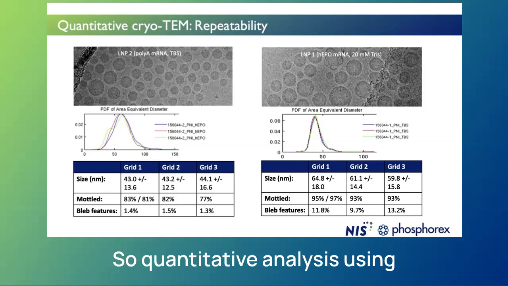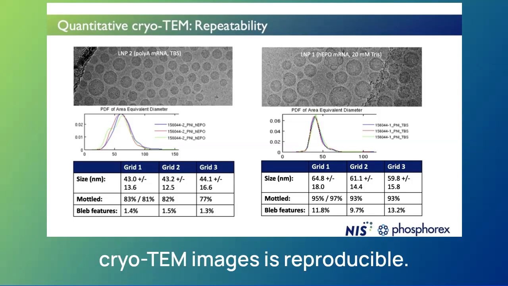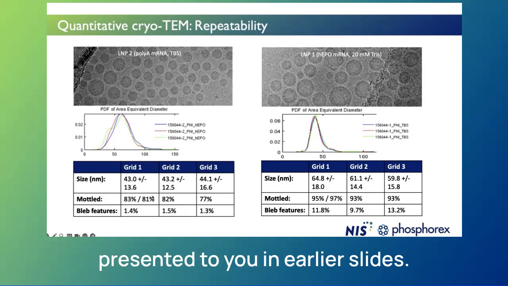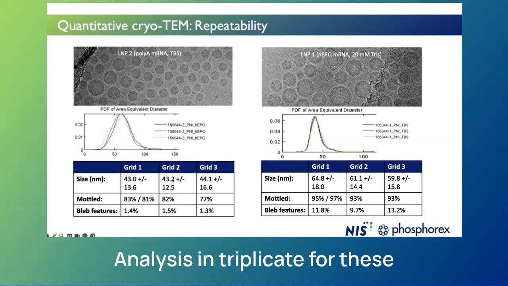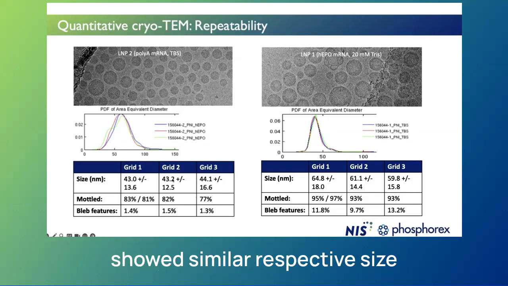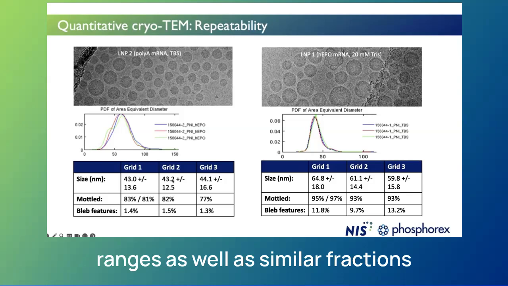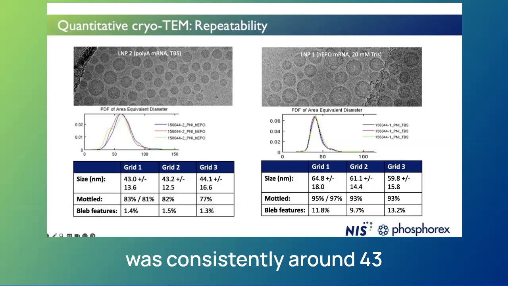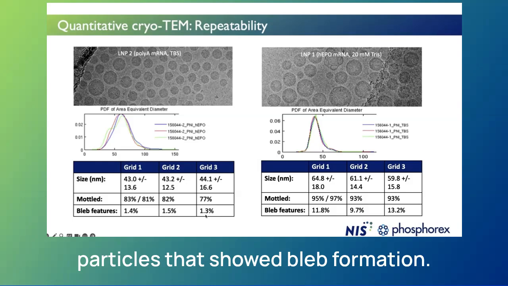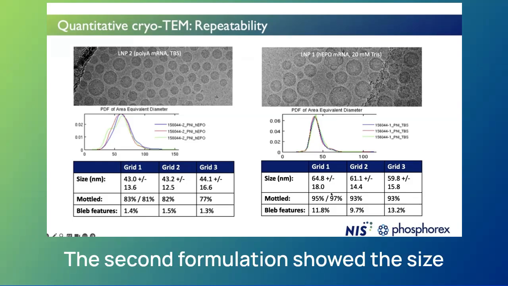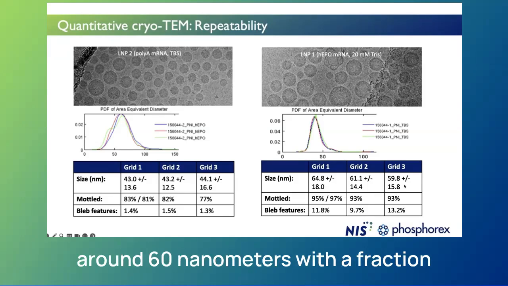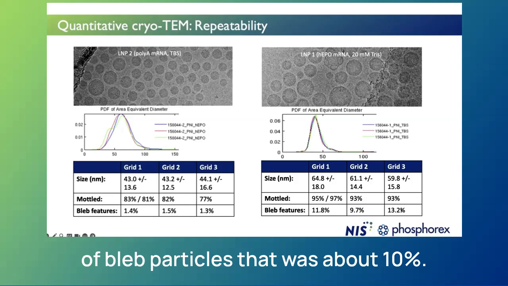So quantitative analysis using Cryo-TEM images is reproducible, and this is shown here for 2 of the formulation conditions I presented to you in earlier slides. Analysis in triplicate for these showed similar respective size ranges as well as similar fractions of particles with bleb formations. So in the first formulation, size was consistently around 43 nanometers with about 1.5% particles that showed bleb formation. The second formulation showed the size of the particles consistently around 60 nanometers with a fraction of bleb particles that was about 10%.